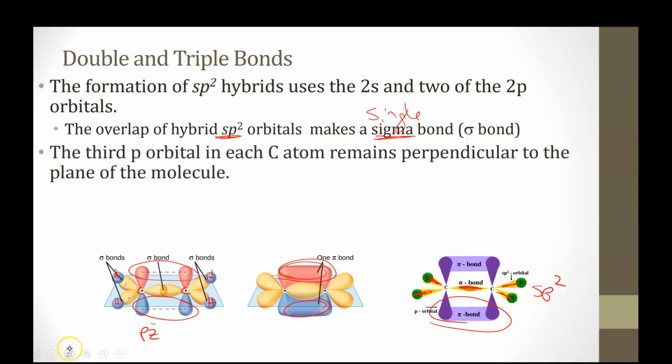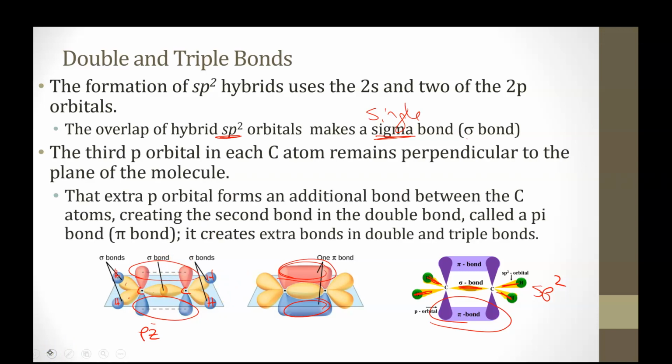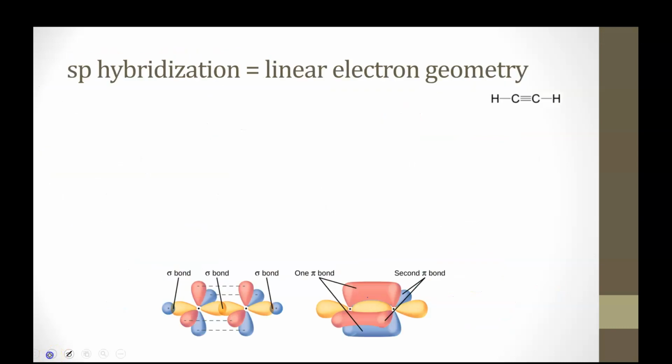And it's perpendicular to the plane. That's why when we do geometry, it doesn't affect the geometry of the molecule, because it's not part of the plane of the molecule. The plane of the molecule is right here, and that's planar because it's trigonal planar. This pi bond is above and below, so it doesn't affect the geometry at all.